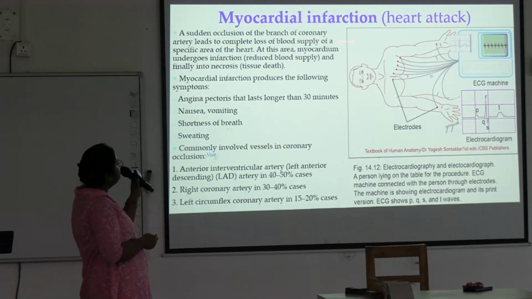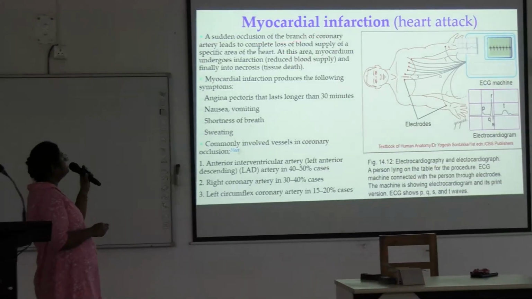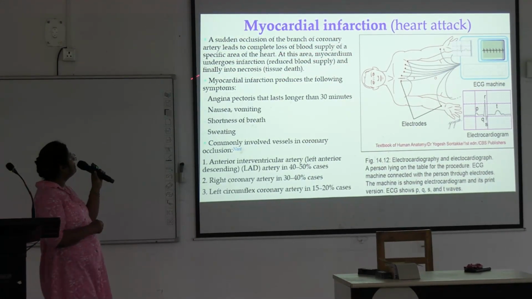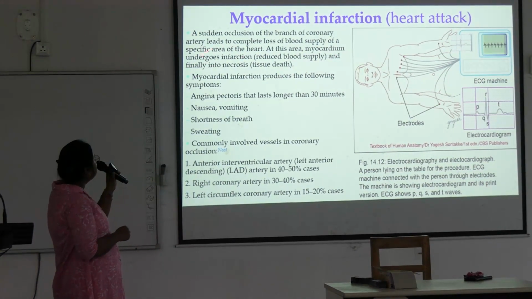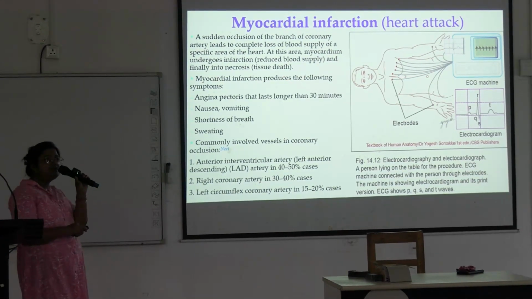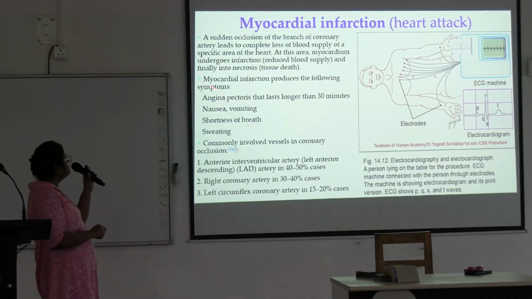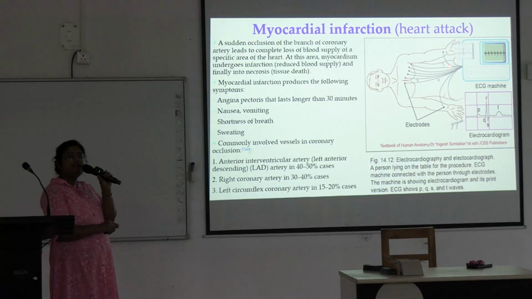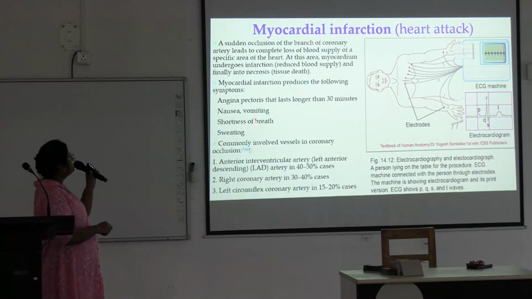Next is myocardial infarction, or heart attack. A sudden occlusion of a branch of a coronary artery leads to complete loss of blood supply to a specific area of the heart. In this area, the myocardium undergoes infarction, reduced blood supply, and finally necrosis, tissue death. Myocardial infarction produces these symptoms: angina pectoris that lasts longer than 30 minutes, nausea, vomiting, shortness of breath, and sweating.